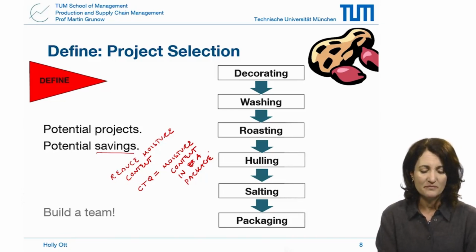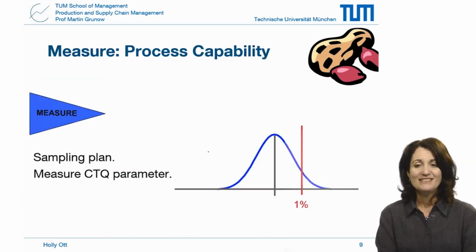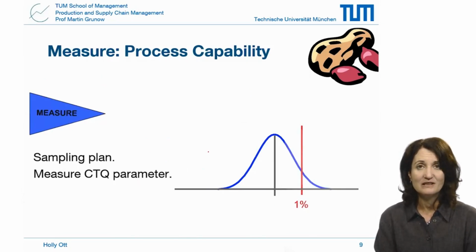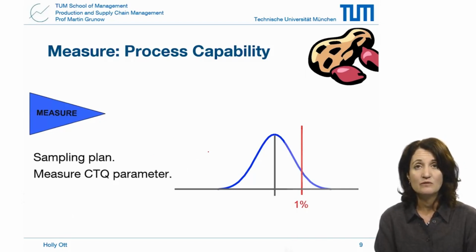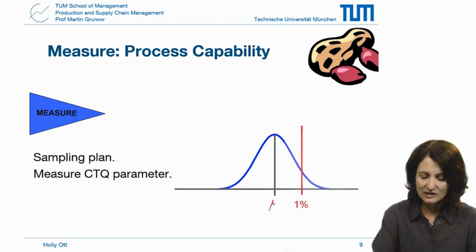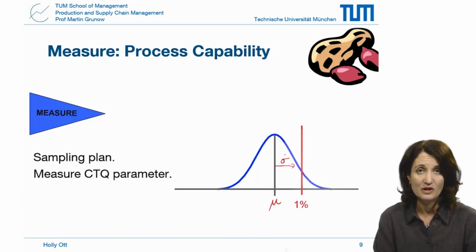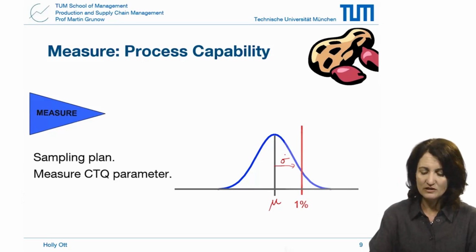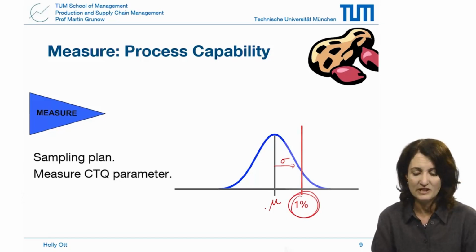But you've come up with this project, and now you're going to build your team, your project team. So you start then by measuring your critical to quality parameter, here the level of moisture. And we want to understand, for example, the average level of moisture and the variability of the moisture per packet. So we're going to design a sampling plan and take our measurements. And we also have set ourselves a limit here. We don't want our moisture in our packet to be greater than 1%. Again, this is an example.